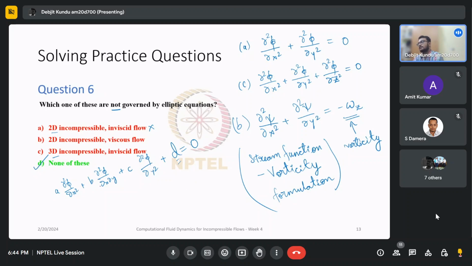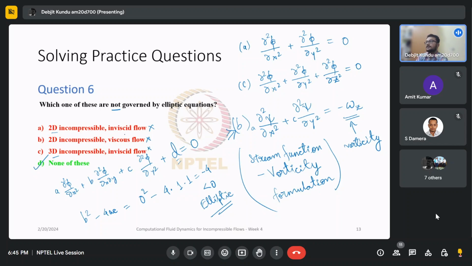Now, if you're trying to figure out whether it's elliptic or not, we look at b square minus 4ac. What is the value of it? So in this case, for option B, which we're looking at, the values of a and c are 1 each, and the value of b is 0. So b square minus 4ac simply becomes 0 square minus 4 into 1 into 1, which is equal to minus 4. Now this is less than 0, hence it should be elliptic, right? So option B is elliptic as well.